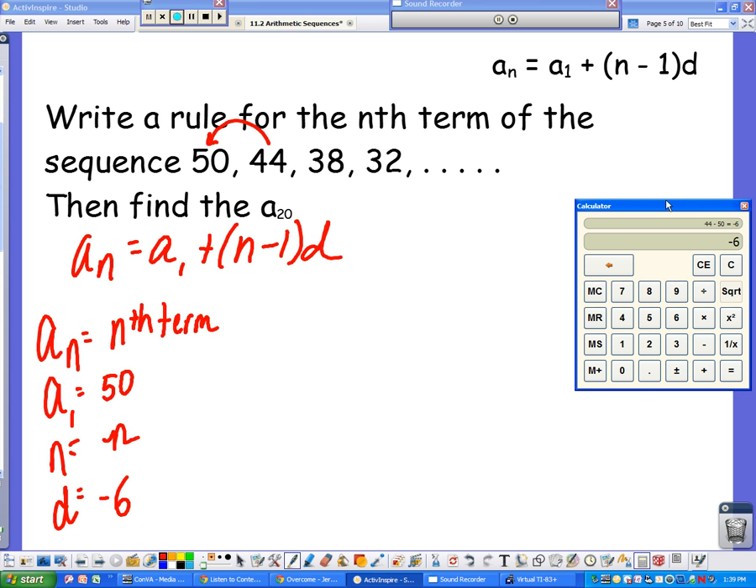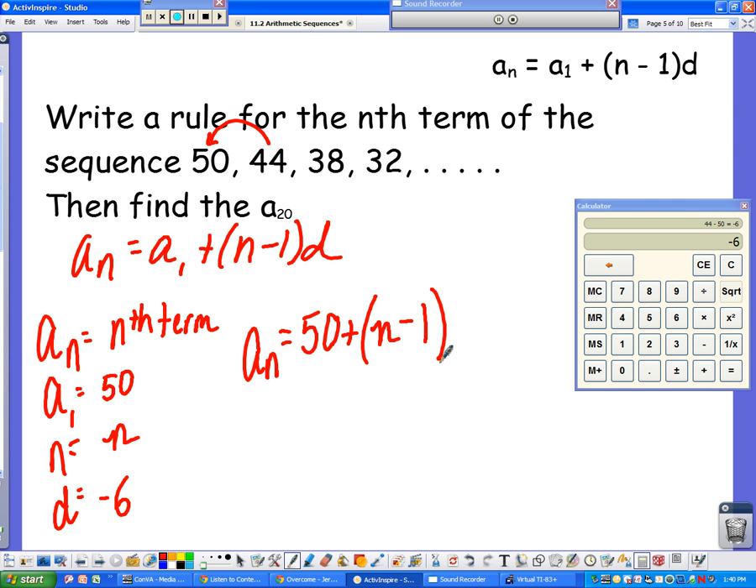The rest of this is we're going to plug it in and clean up. So we're looking for a sub n. A sub 1 is 50. So a sub n is 50, and then it's plus n. We're going to leave it as an n because we're looking for the nth term. If we were looking for a specific term, we would put that in there. Minus 1, and then our common d is negative 6.